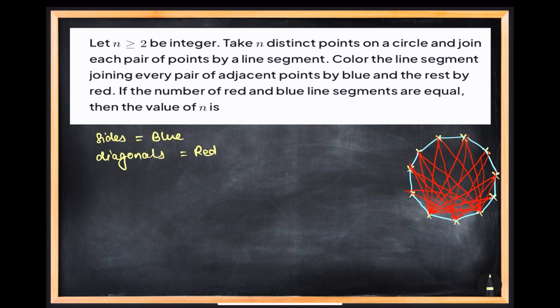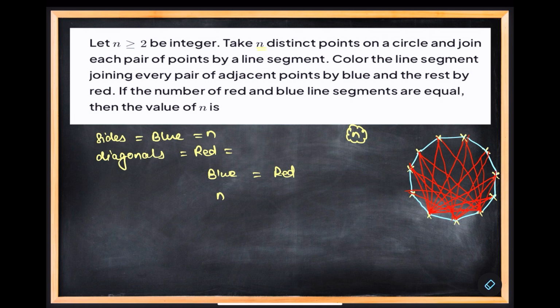So they are saying that the number of blue lines is equal to the number of red lines. So there exist n points. Suppose that we are interested in finding sides. You know that the number of sides is n only. Means if it is 3 points, we will have a triangle, 3 sides. 4 points, quadrilateral, 4 sides. So the number of sides is n. So who is red? Red is the number of diagonals.